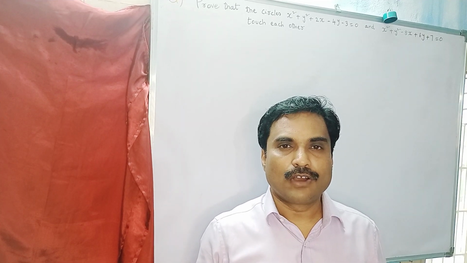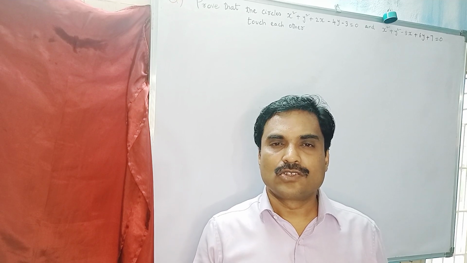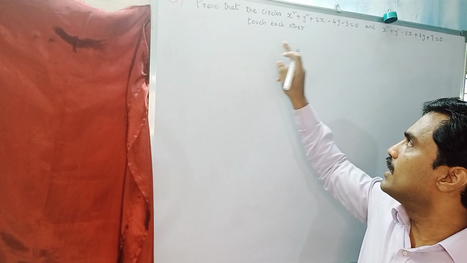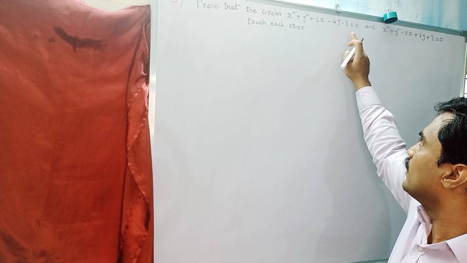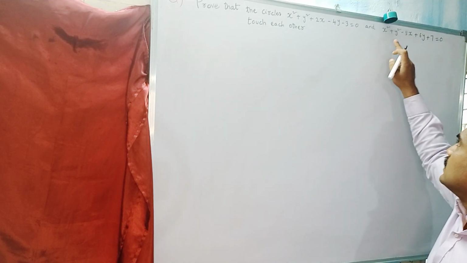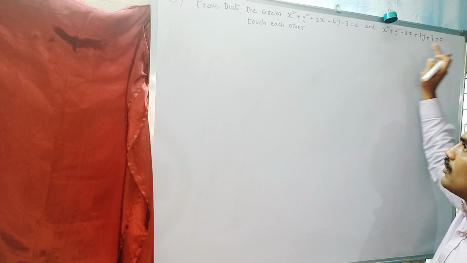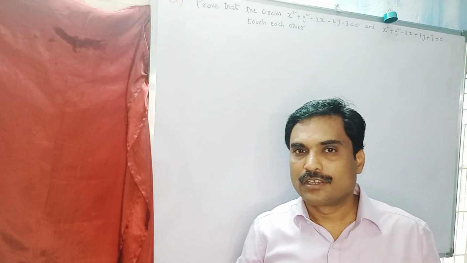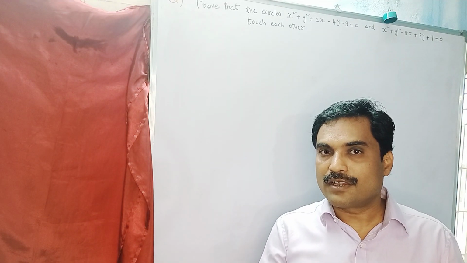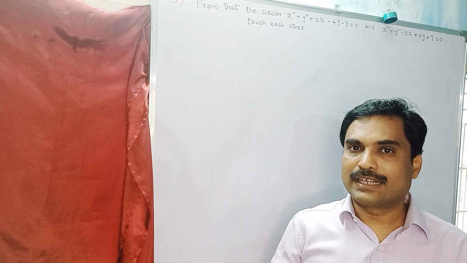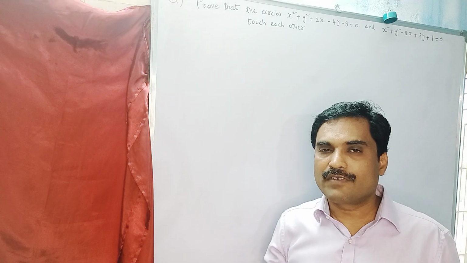In this new video, I am going to solve a mathematical problem under analytical geometry. So the problem is, prove that the circles x square plus y square plus 2x minus 4y minus 3 equal to 0 and x square plus y square minus 8x plus 6y plus 7 equal to 0 touch each other. Touch each other means here we have to show the two conditions, either they touch each other externally or internally. So two circle equations are given.